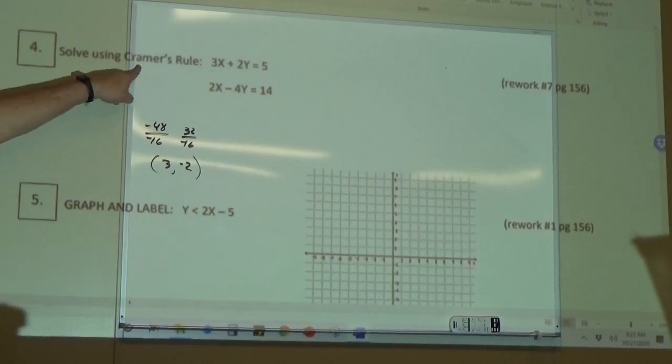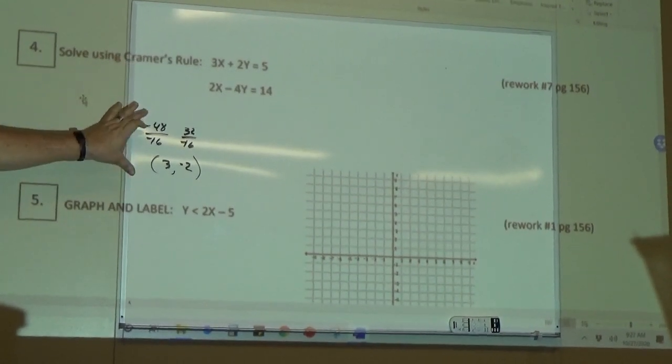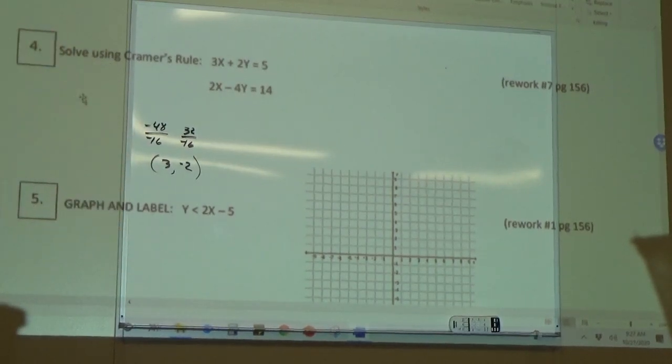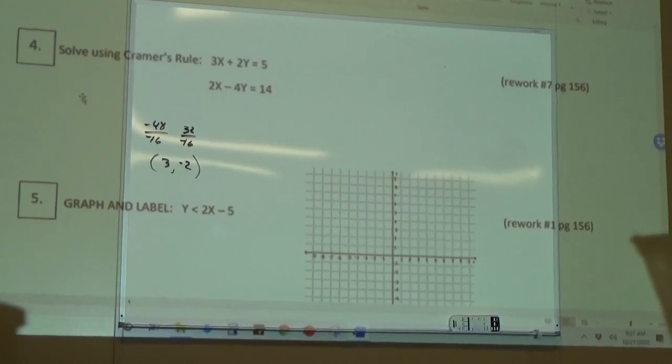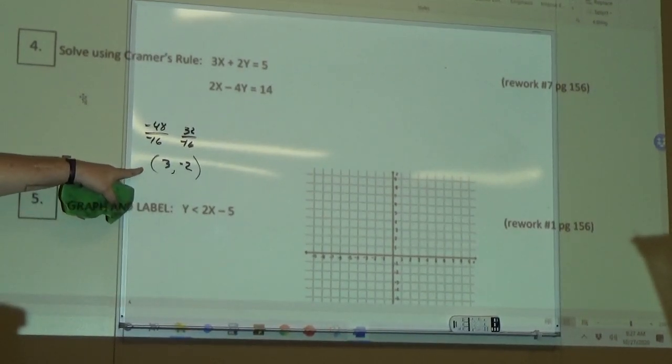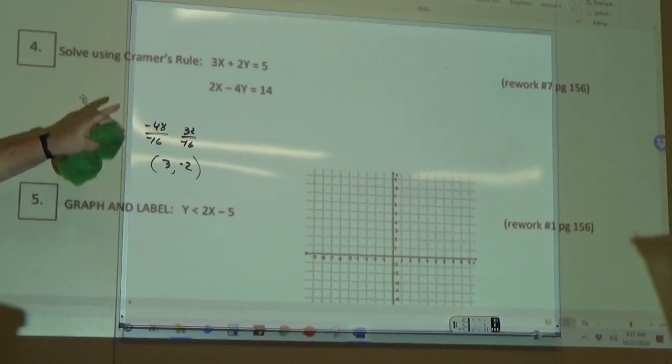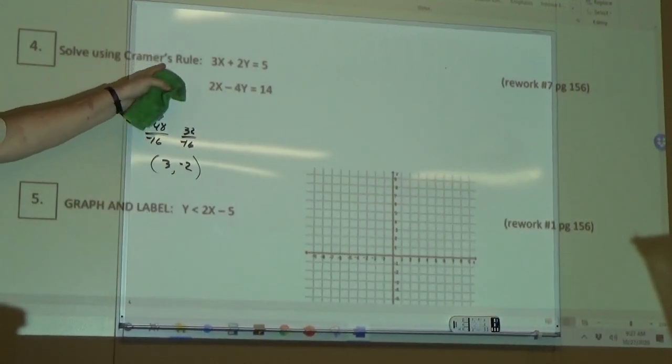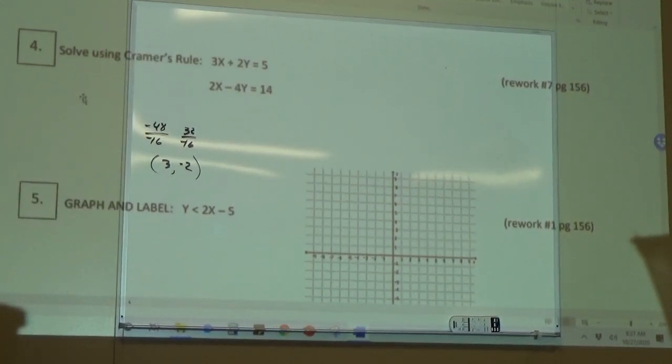No, you're supposed to use Cramer's rule, so you have to use the determinants for Cramer's rule. That's different than using the calculator. If you do it in the calculator, you should have got this answer with the calculator, right? Okay, but that's not what it asked for. It said solve using Cramer's rule, and that's why you didn't get credit for that problem. You didn't demonstrate Cramer's rule.